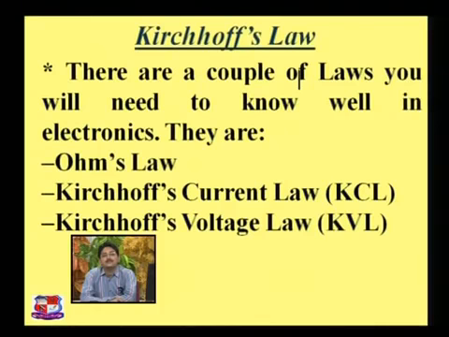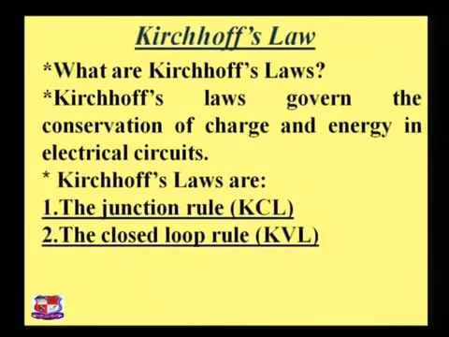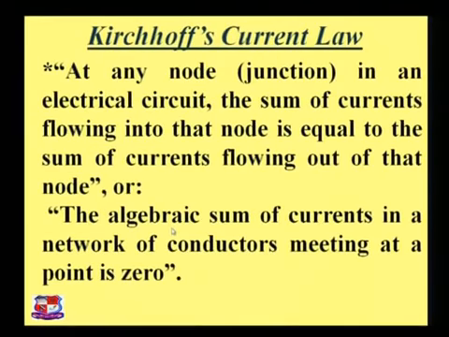It gives us two basic laws, that is Kirchhoff's current law and Kirchhoff's voltage law. They are also known as Kirchhoff's first law and second law. The first law, Kirchhoff's current law, is also known as the junction rule. Kirchhoff's voltage law is also known as the closed loop rule. So that is the first law and that is the second law. Now let's go through the junction rule, the first law. What exactly does Kirchhoff's current law, or the first law, or the junction rule say?